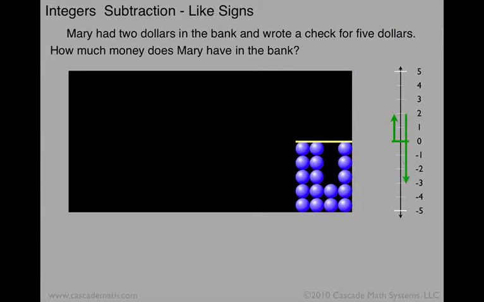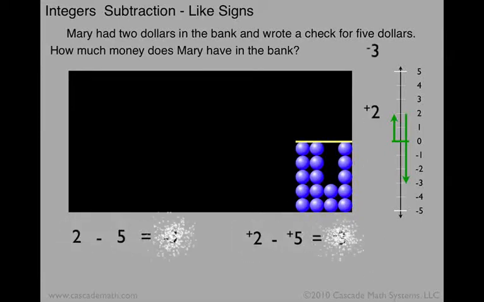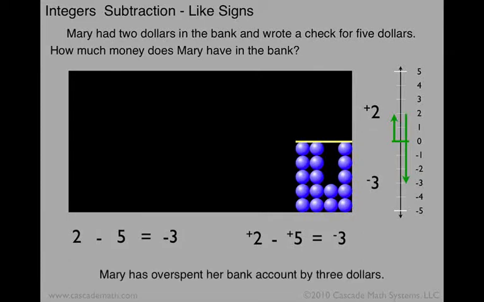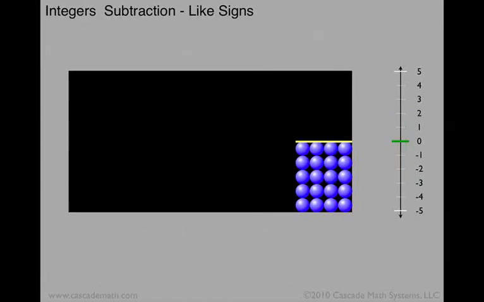If we look at our tray, we will see that we have 3 negatives left after we take away the 5 positives. Positive 2 minus positive 5 equals negative 3. Mary has overspent her bank account by $3. Reset your trays and let's try another problem.